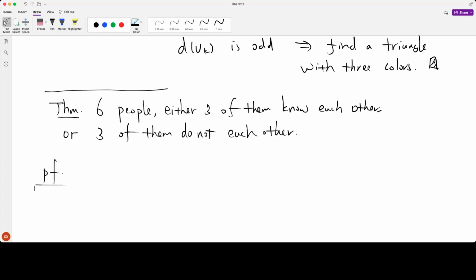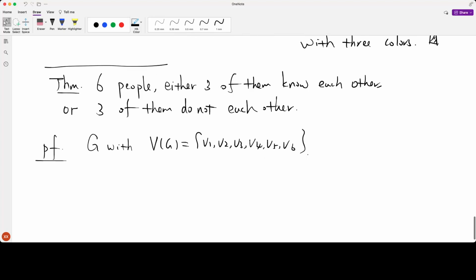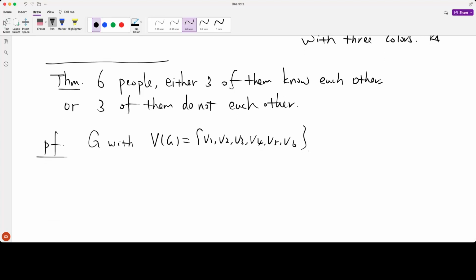So I have a graph G with 6 vertices. Let's say it has V(G) equals V1, V2, V3, V4, V5, V6. Okay? What happens is that I can use 2 colors, like red and blue. You can choose an edge between 2 vertices if they know each other, and there is a non-edge between 2 vertices if these 2 people don't know each other.